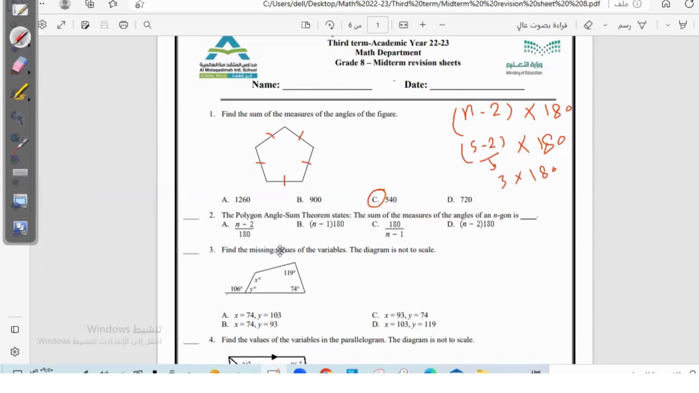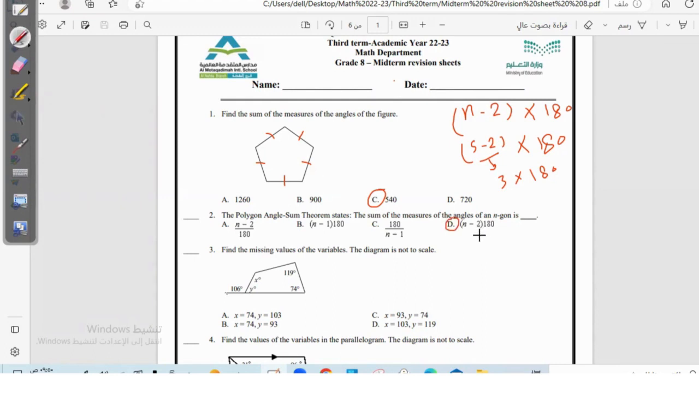Now, what about number 2? The whole angle is the same theorem, states the same measure of the angle. So it's going to be what? Which one, A, B, C? Brackets n minus 2 multiply 180. So it's going to be letter D. N minus 2 multiply 180.